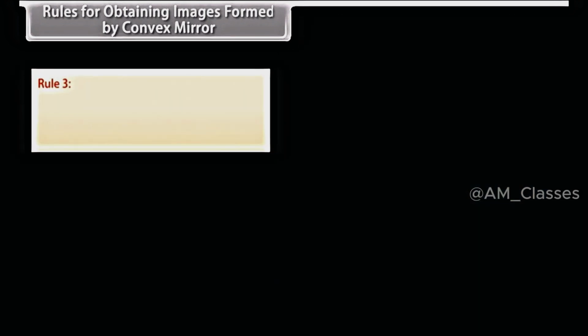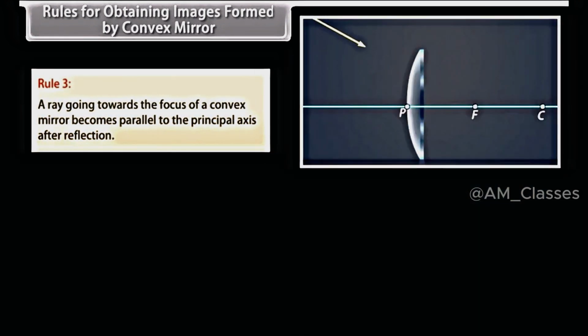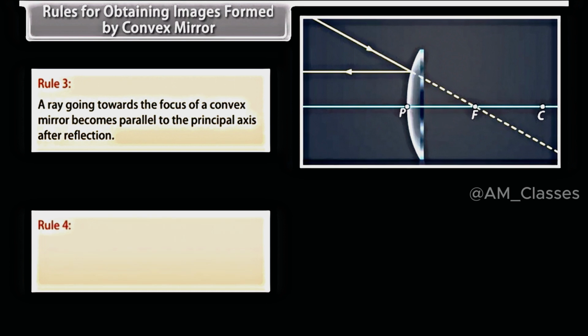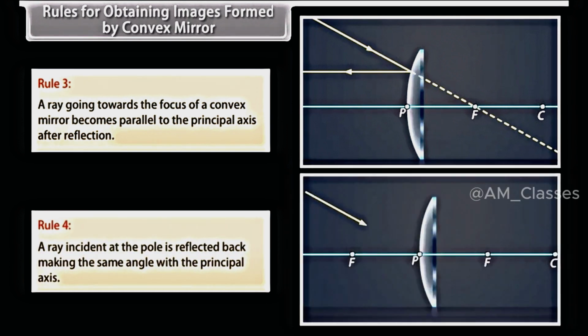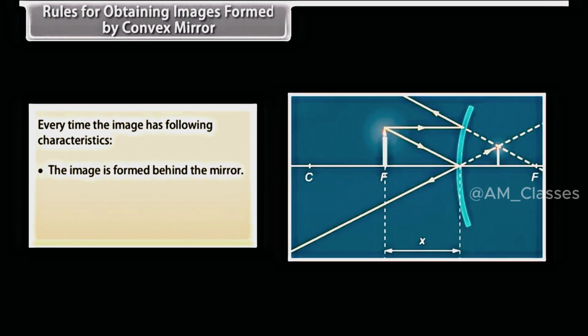Rule 3. A ray going towards the focus of a convex mirror becomes parallel to the principal axis after reflection. Rule 4. A ray incident at the pole is reflected back making the same angle with the principal axis. Every time the image has the following characteristics. The image is formed behind the mirror. It is virtual and erect, smaller than the object.